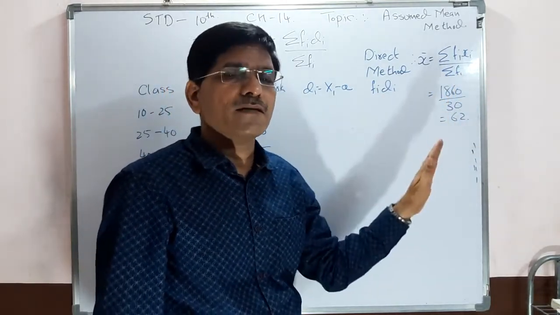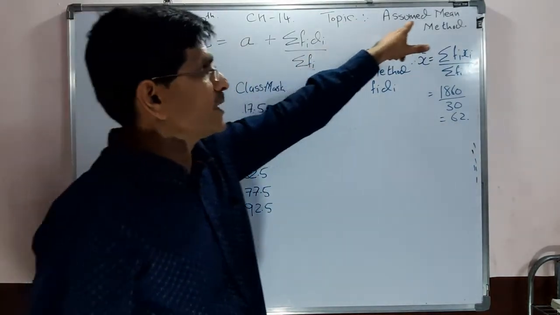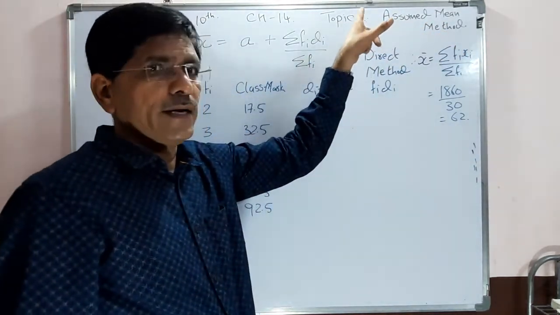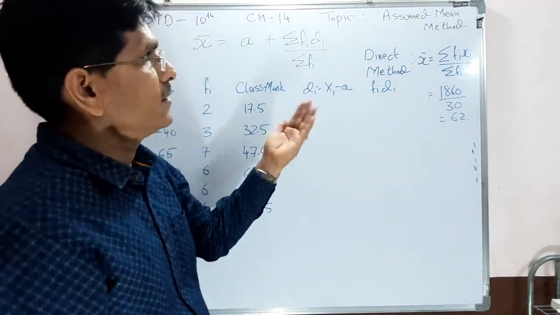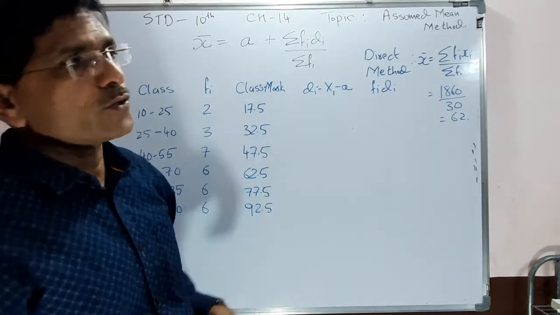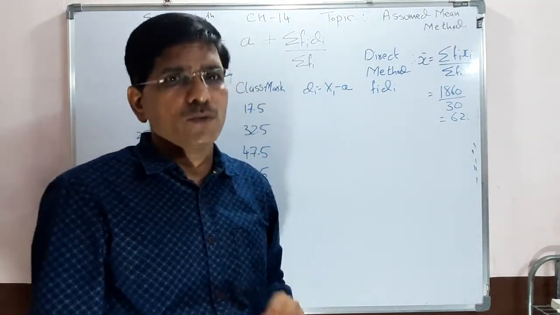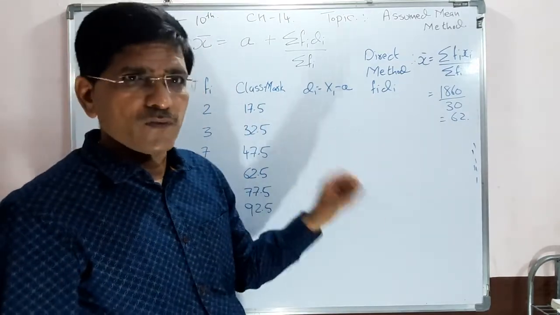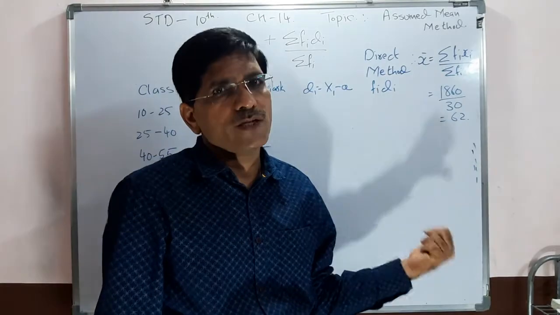Now the same answer we can get again by which method? Today's topic is the assumed mean method. In the assumed mean method we can get the same answer, but the method is changed. I hope that for exercise 14.1 you can complete sums 1, 2, 3, 4 in your rough book by the direct method. Today we go for the assumed mean method.